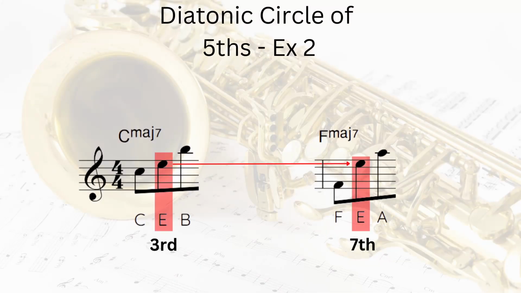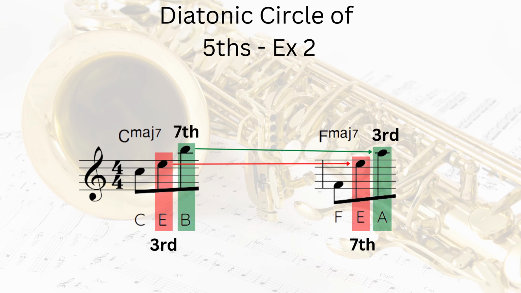You can see how that 7th of the F major chord is the same as the previous 3rd of the C major chord. And you can see how the third of the F major chord is only one step down from the seventh of the C major chord. And we're going to repeat this process all the way around the cycle.